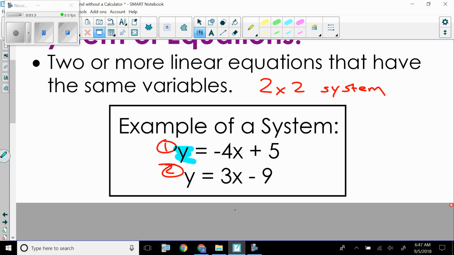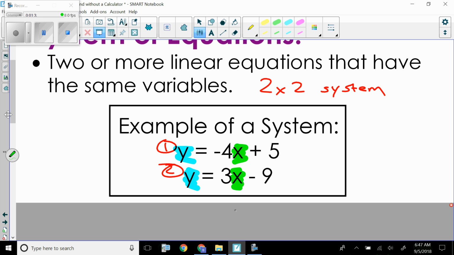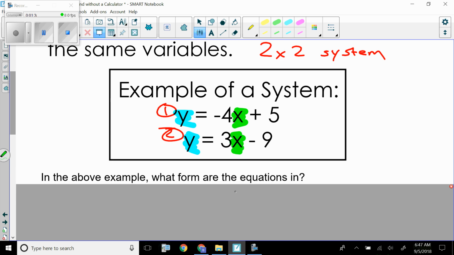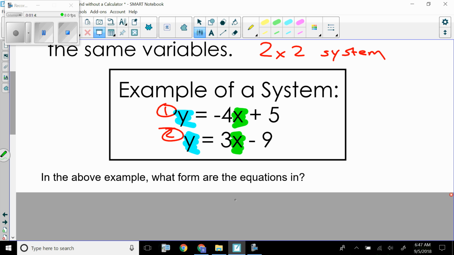I have y and y, that's one variable, and I have x and x. So two variables and two equations make a 2x2 system. Feel free to write that part down right there. If I went too fast for you, pause, and then make sure you get those notes down.